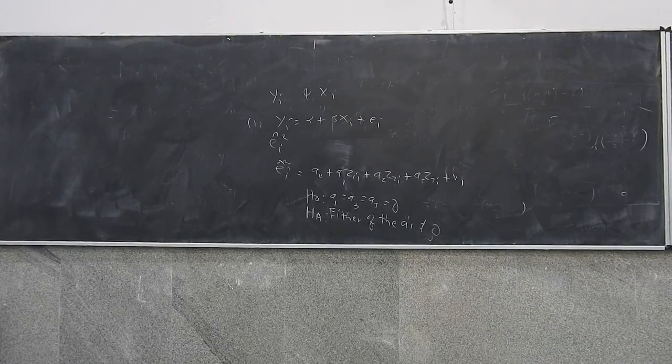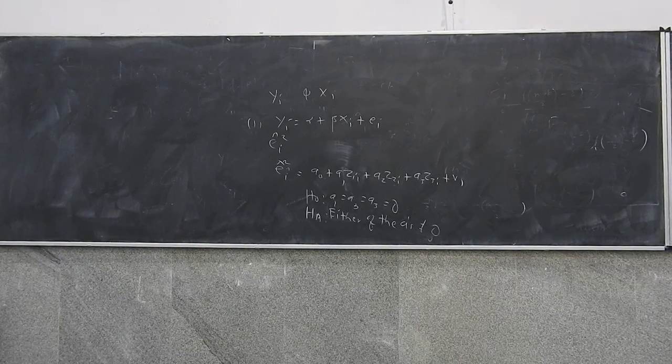So what will be the expectation of e hat i square? It will be a0. What is the expectation of e hat i square? The variance of e_i, which is sigma i square. So we are saying sigma i square is equal to a0. a0 is a constant. So sigma 1 square, sigma 2 square, sigma 3 square are all equal to a0. That's what we are saying when we impose the restriction that a1 is equal to a2 is equal to a3 is equal to 0.